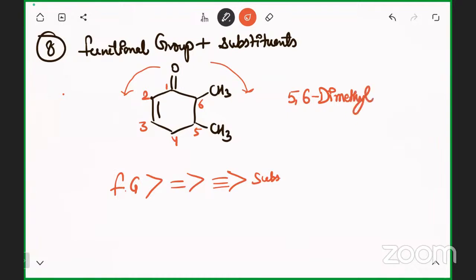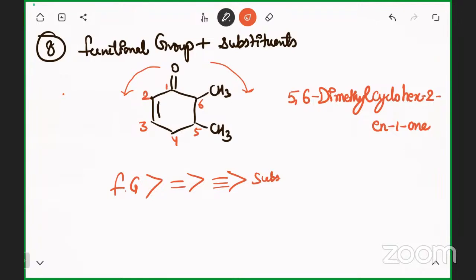Methyl. Very good. Then cyclic compound, cyclohexane: cyclo, then hex, not hexane, hex. On the second position, we have a double bond, so dash 2, en. Then on the first position for the ketone, what is the suffix? On. So it will be 1-one. So the name is 5,6-dimethylcyclohex-2-en-1-one.